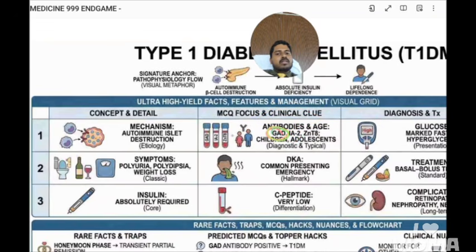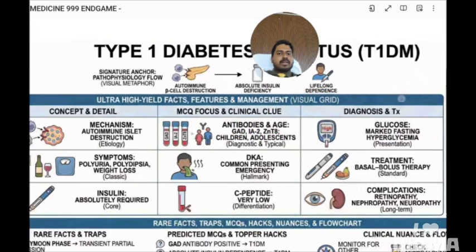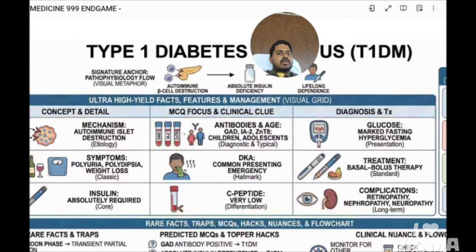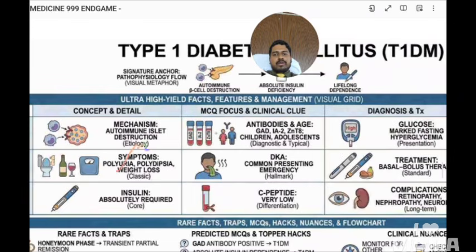So GAD is glutamic acid decarboxylase. Okay, glutamic acid decarboxylase. Then IA2 is islet antigen 2, and ZnT8 is zinc transporter 8 protein. Against that, antibodies will be there. Okay. So out of this, GAD is very common. There will be marked fasting hyperglycemia, with polyuria, polydipsia, weight loss, and most of the time children present with this, and young adults present with vomiting.